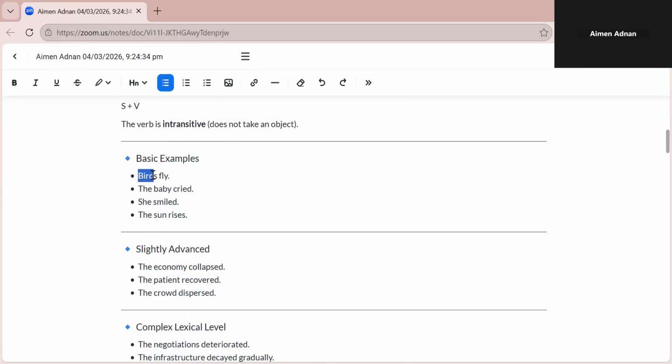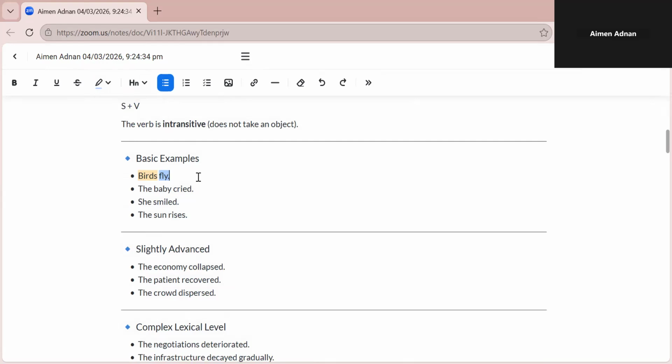I'll be using the orange for the subject and blue for the verb. So I have highlighted birds as the subject, while in this sentence, fly is the verb. You can see there isn't any object, and there is actually no need for an object. The sentence is giving the full meaning, it is conveying the message, and the sentence is actually complete and there wasn't any need for it.